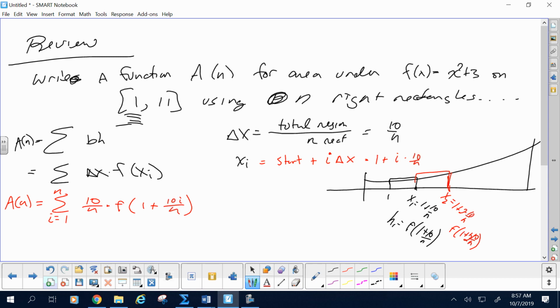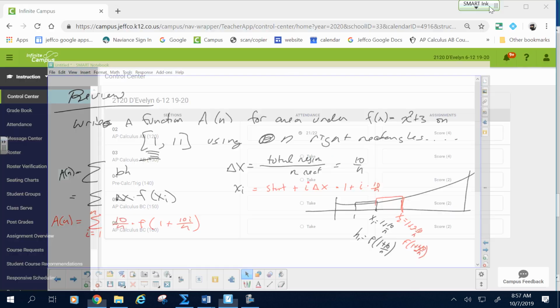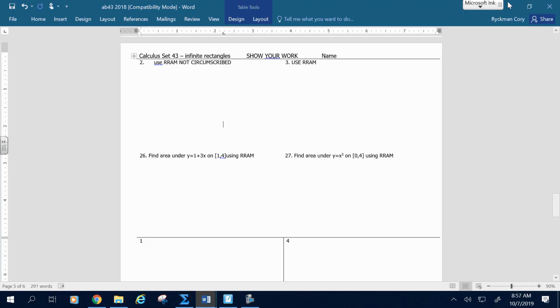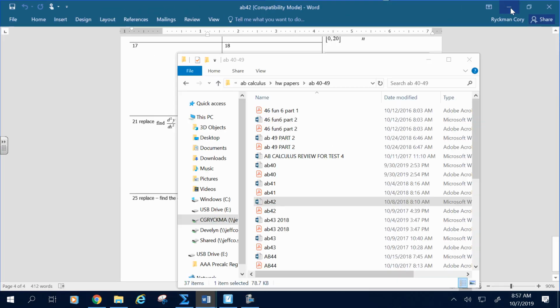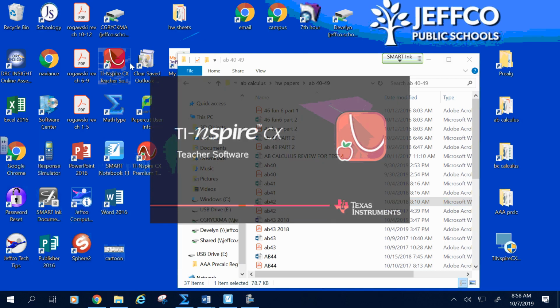Okay. We then talked about how we could put that into our calculator and get estimates. Get 5 rectangles, 10 rectangles. Should we review the calculator component or no? You should review it? Okay. Get out your calculator, please, then. And I will get out my calculator, please, then. Okay?